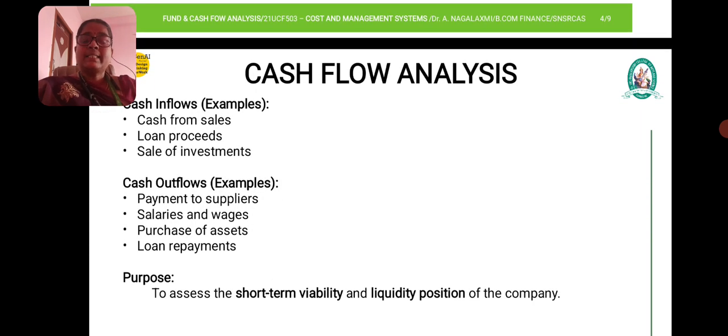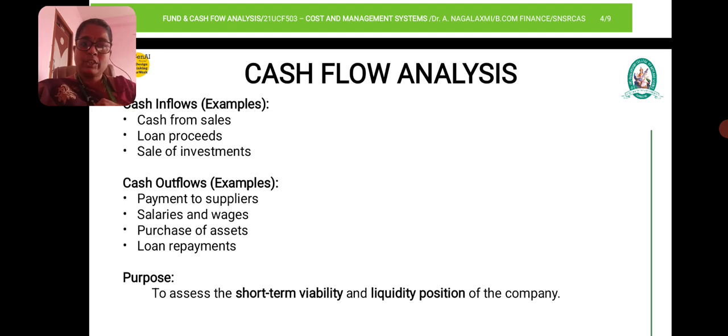Here we can see the examples of cash inflows. So how does cash flow into the business? By making cash sales, loan proceeds, sale of investments. So these are current, that is, it's short term. So whenever we make cash sales, we will get the cash. When we go for short term loans, we can avail the loans from the banks or from creditors, like sale of investments.